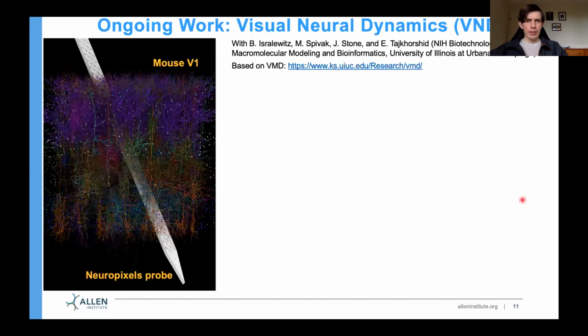All right, and before I end, I just want to mention something about the future, maybe to keep you all excited about it. So this is another tool that we are starting to work on. We call it Visual Neural Dynamics, or VND. And this is a collaboration with this group at the University of Illinois, very, very talented people with an established, very powerful tool called VMD, Visual Molecular Dynamics.